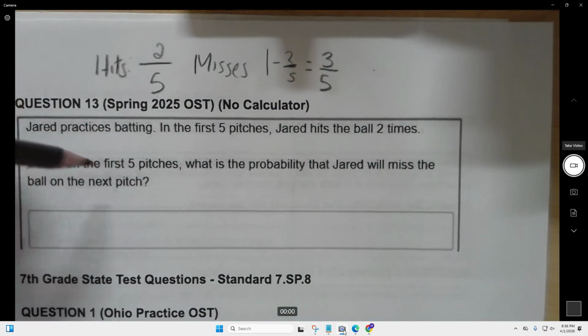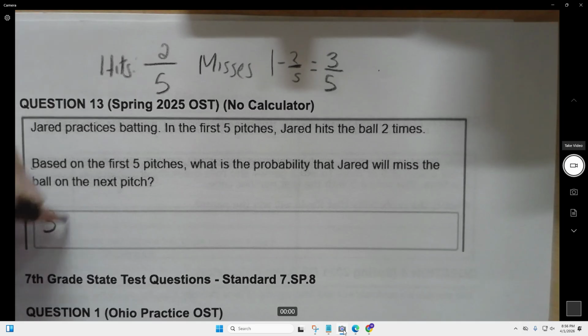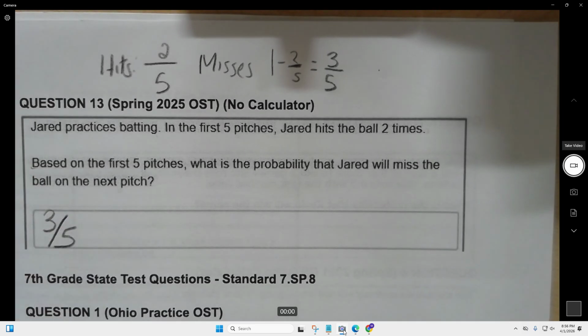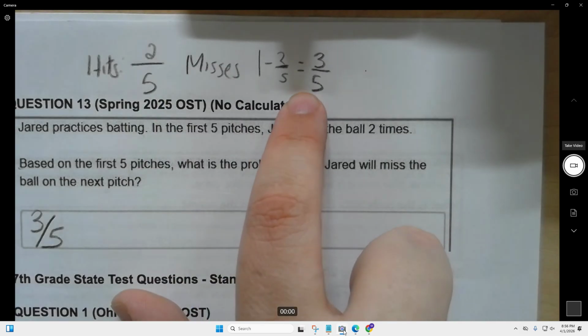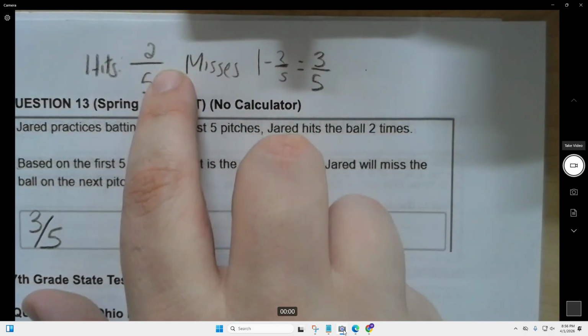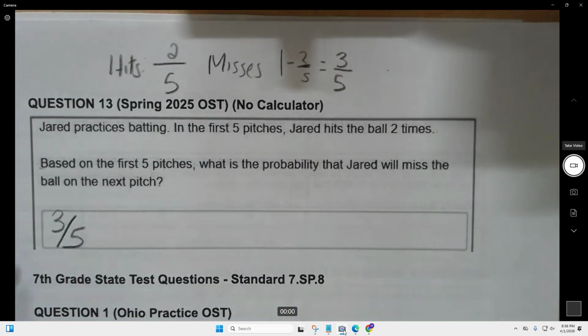So based on the first 5 pitches, if you pick a random pitch, the odds that he'll miss the next pitch is 3 out of 5. Take how much he hits, whatever's left over is what he misses. If 2 out of 5 hit, that means he has 3 out of 5 left to miss. He will miss 3 out of 5.